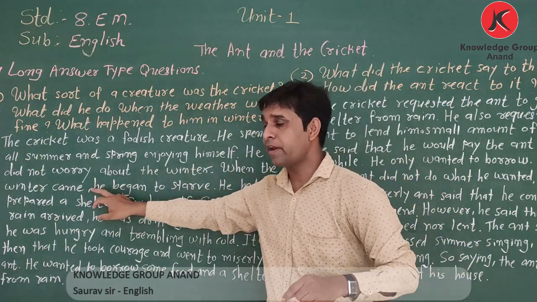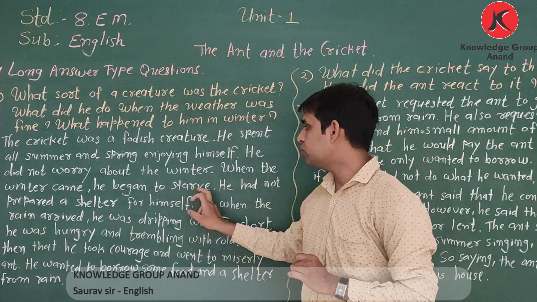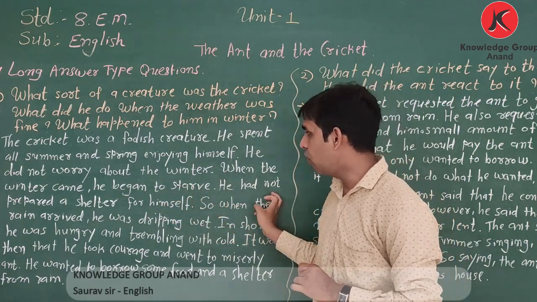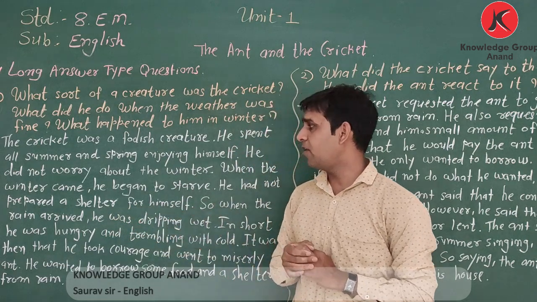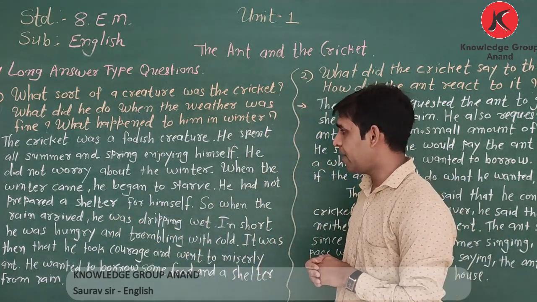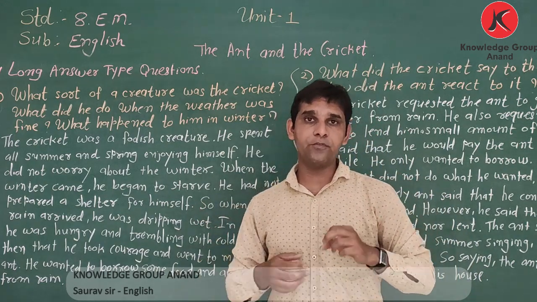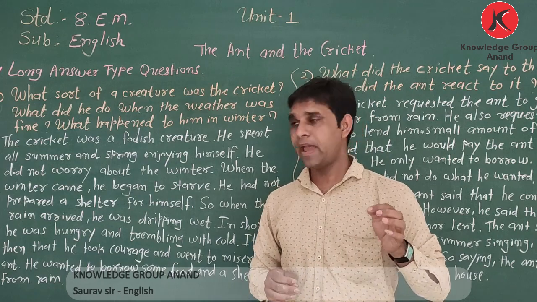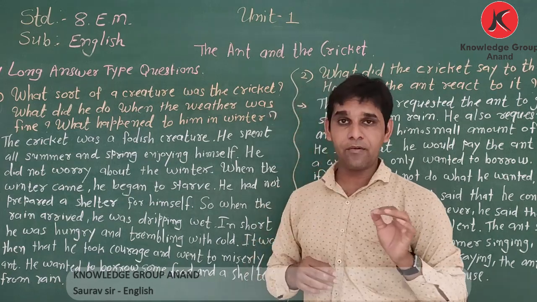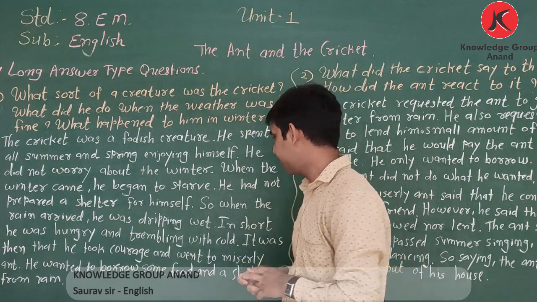When the winter came, he began to starve. He had not prepared a shelter for himself. Now the winter season came. He began to starve because there was no food at all, not a single leaf on a tree. So he began to starve and had not prepared a shelter for himself.